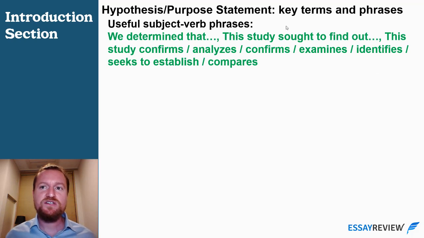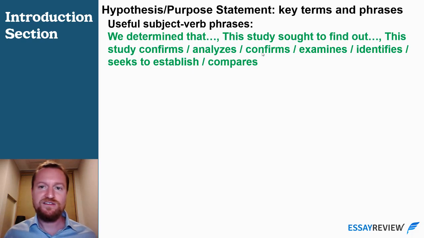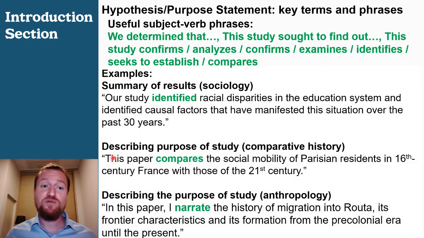Okay, here's some more key terms and phrases for a hypothesis or purpose statement. We determined that... this study sought to find out. This study confirms, analyzes, examines, identifies. Here's some examples that I pulled from random studies, so you'll see there's a lot of consistency. Our study identified racial disparities. This would be summarizing the results. So that's why you see here, it doesn't say this study seeks to identify.